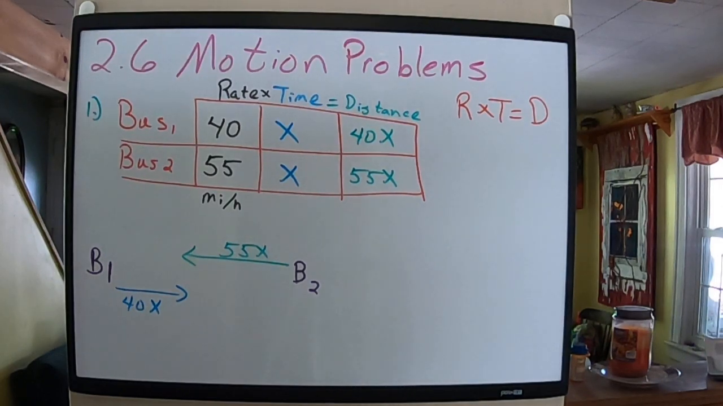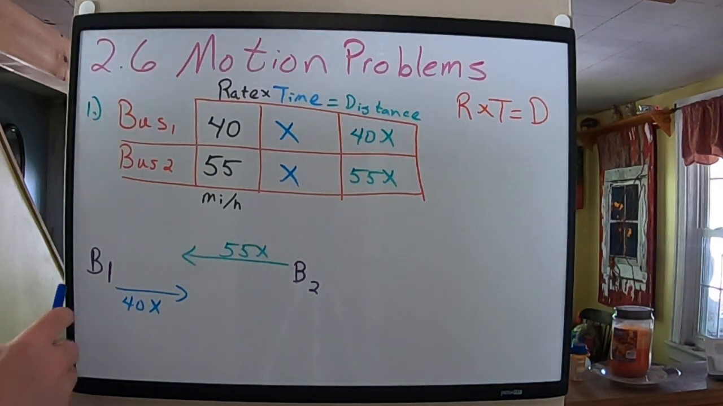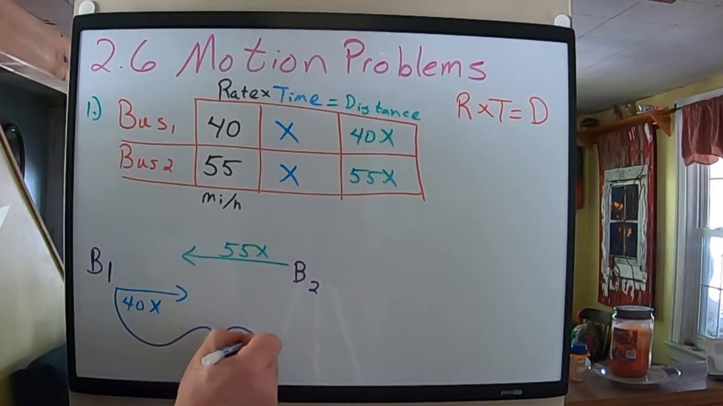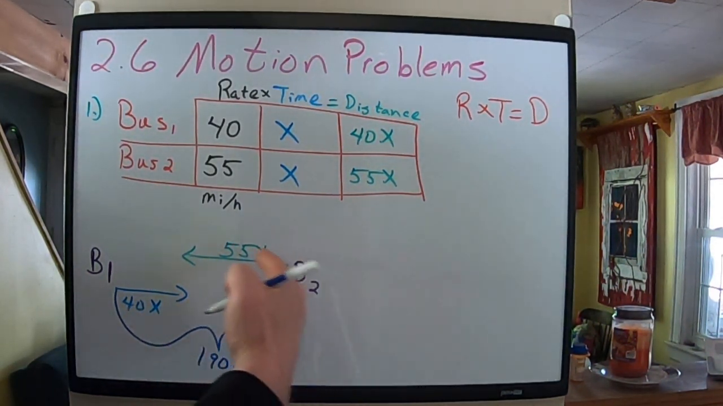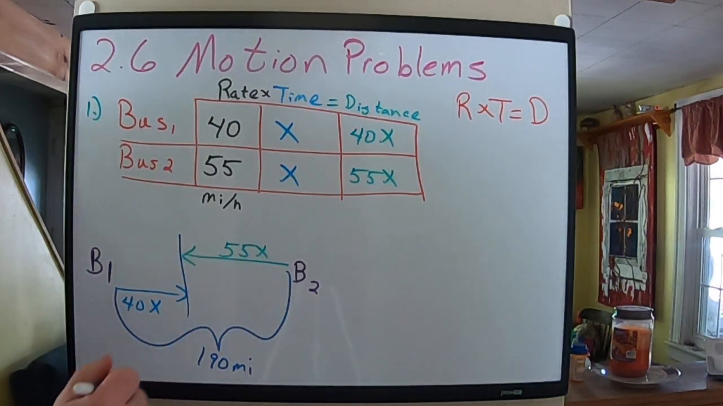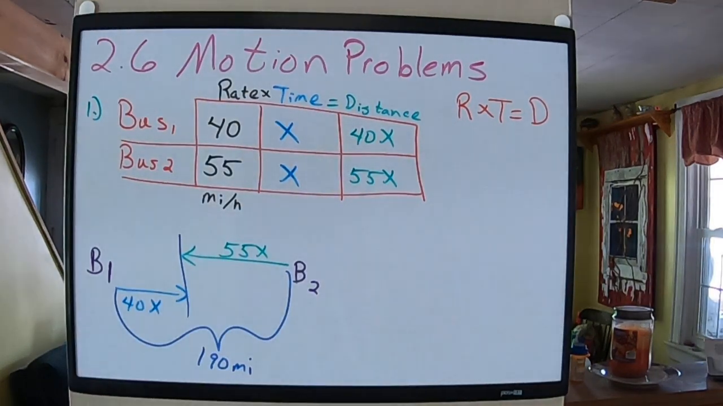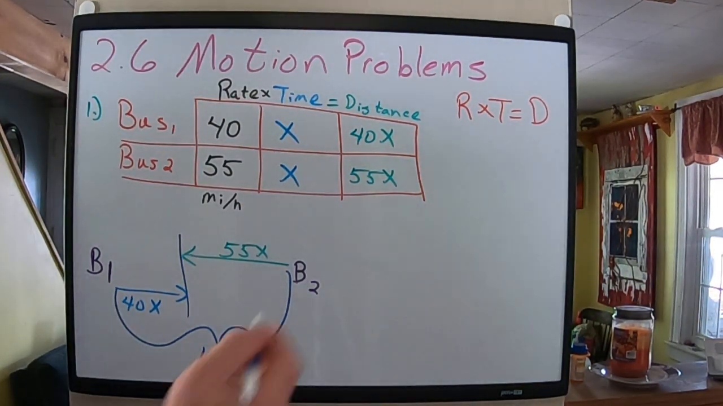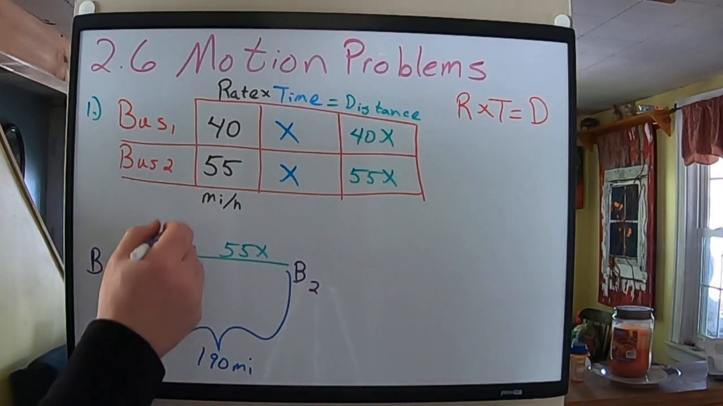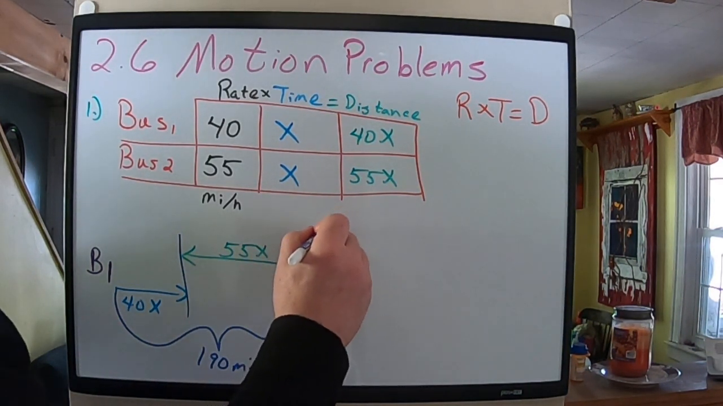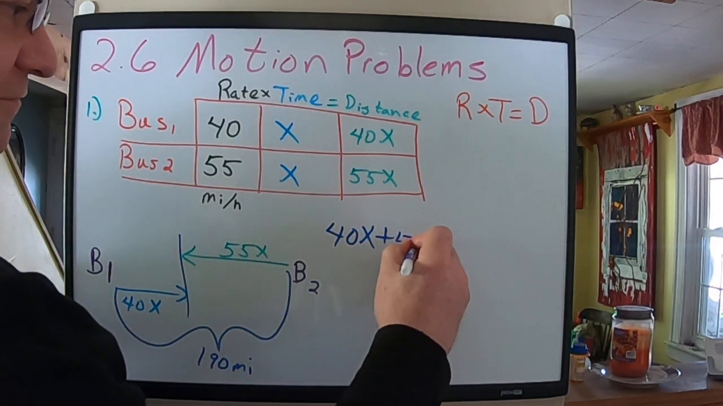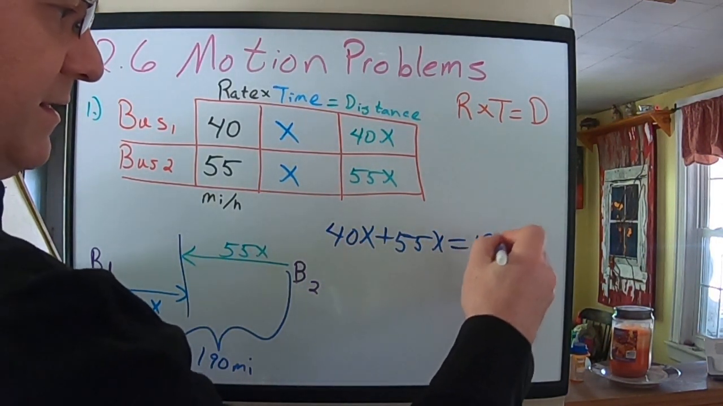So in general, we're talking about adding these 2 distances because we said the distance from here to here was 190 miles. These 2 meet right there. They're like passing each other, and just as they meet, their distances added together give you the total distance between the 2 cities. This one traveled this far, this one traveled that far. Together, they're 190. So 40x plus 55x equals 190.